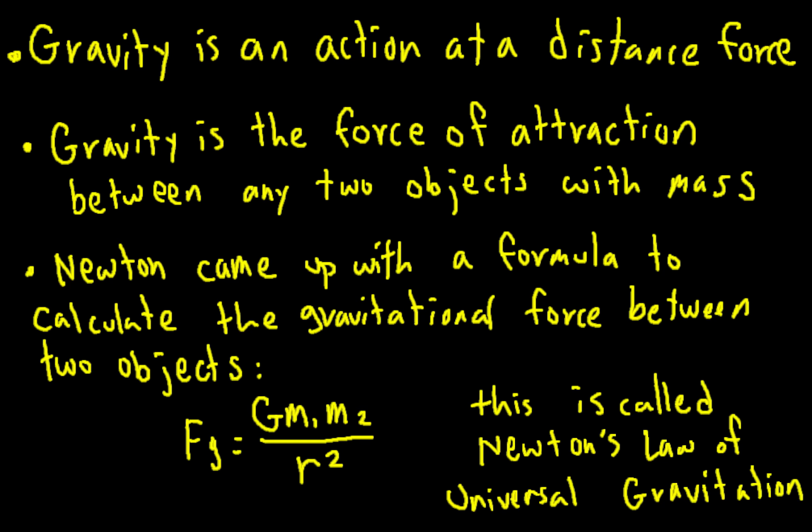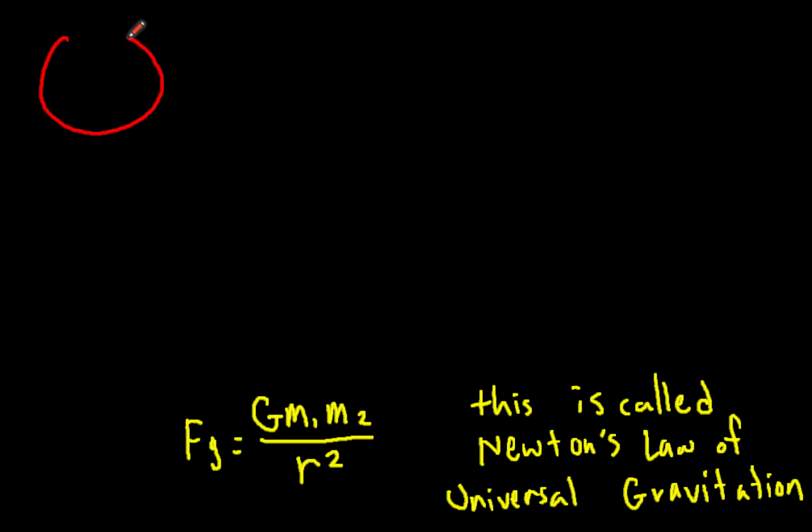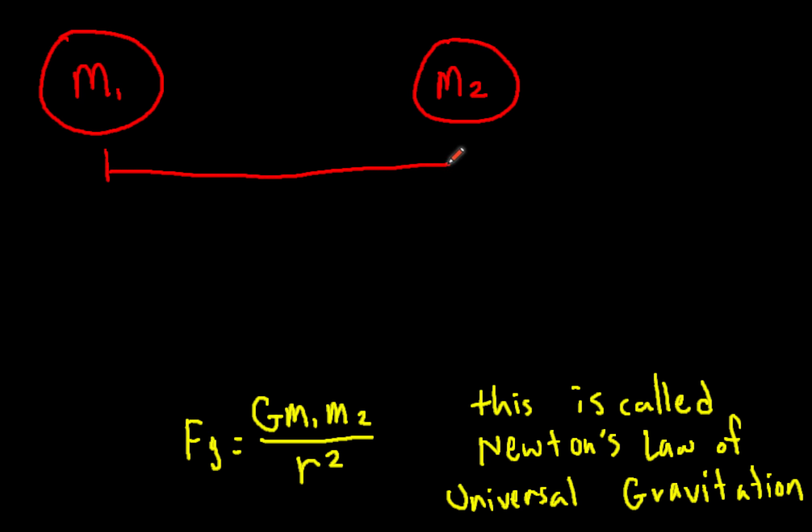This formula allows us to calculate the gravitational force between any two objects with mass. m1 and m2 are the masses of the two objects. r is the distance between the centers of each object.